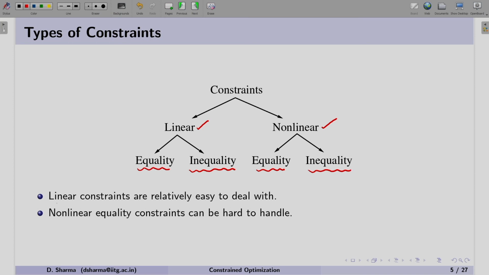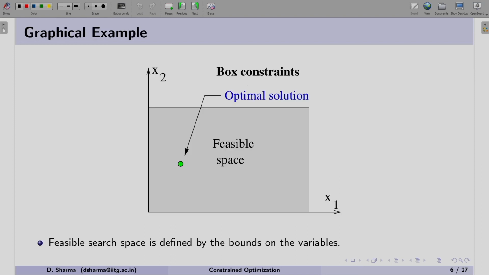Generally, it is found that linear constraints are relatively easy to handle. However, non-linear constraints can be hard to handle. So, it is a relative term. We found from various simulations that linear constraints are easy to handle. Now, let us see what kind of examples of constraint optimization problems we can have.